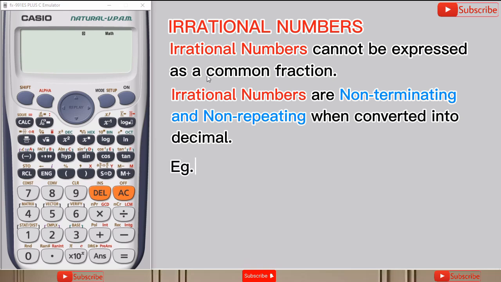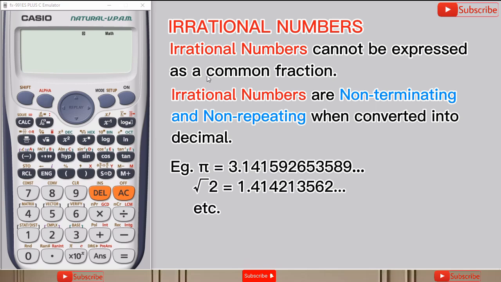For example, if you have the number pi, it is the same as 3.141592653, and it continues up to infinity. So we can see that after the decimal point, the number continues up to infinity, so it is non-terminating. And also, the numbers after the decimal point do not repeat. They are just random numbers. That is the reason why we say they are non-terminating and non-repeating. This applies to all irrational numbers, and there is no way these numbers can be converted into a fraction.